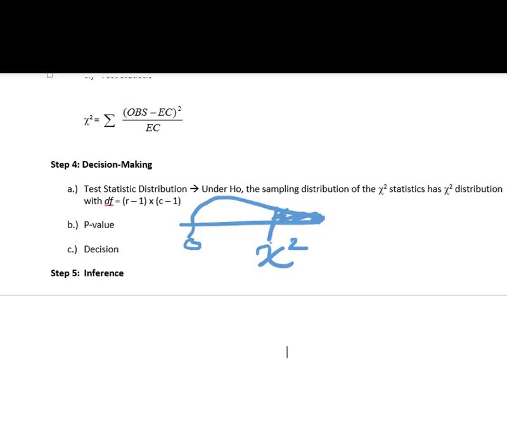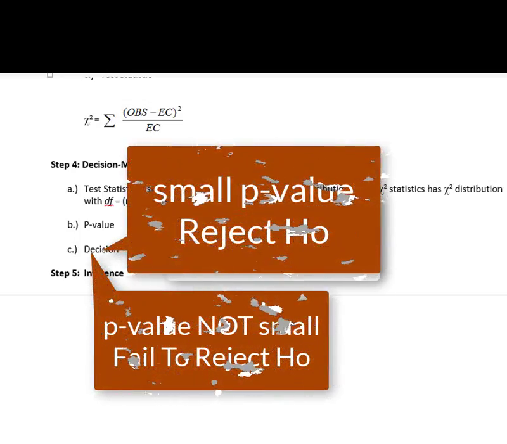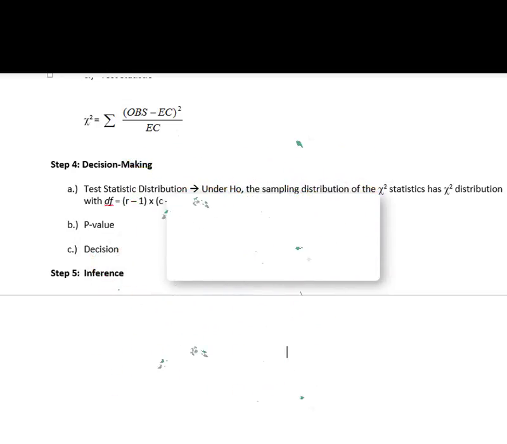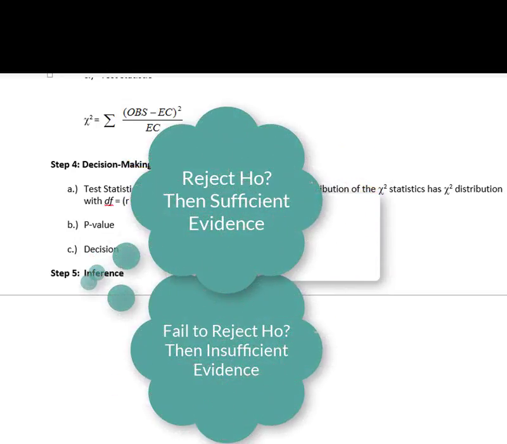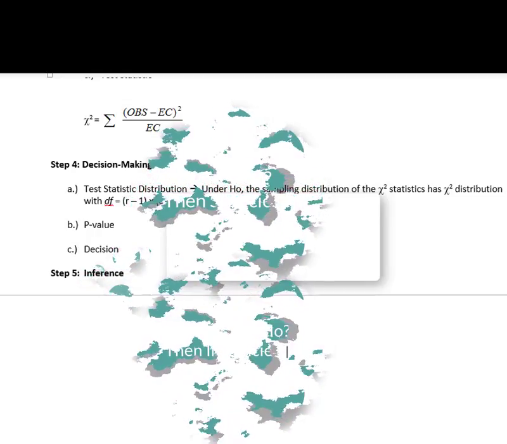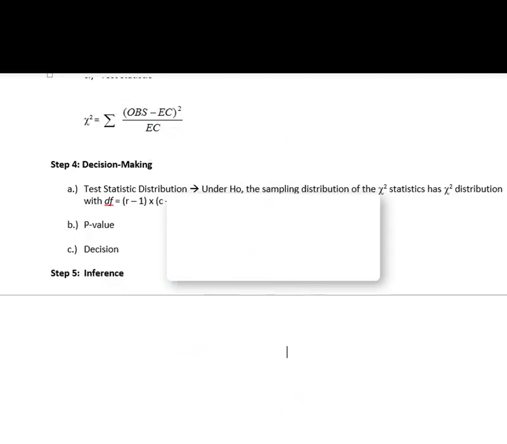And then finally, you make your decision the same way we have in the past. If you have a small p-value, meaning that it's less than alpha, we are going to reject the null. And if you have a p-value that's not small, we'll make the decision fail to reject the null. And then moving into step 5, we'll have the same scenarios. Had you rejected the null in step 4, you would have sufficient evidence for the alternative in step 5. And had you failed to reject in step 4, you would have insufficient evidence for the alternative in step 5. In the next few videos, we'll look at specific examples of how to calculate and perform this type of hypothesis.